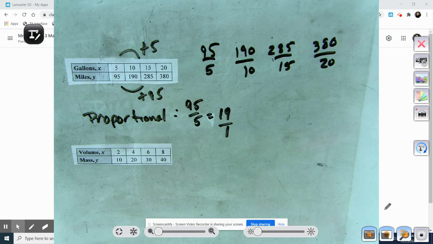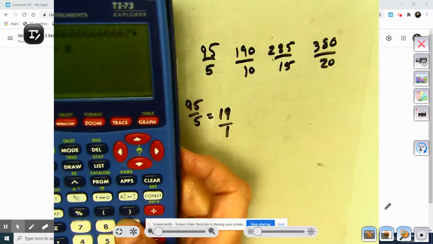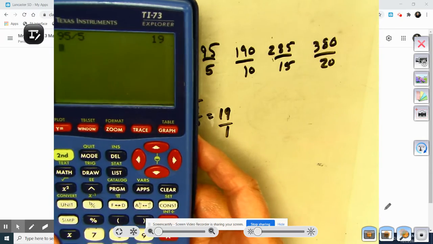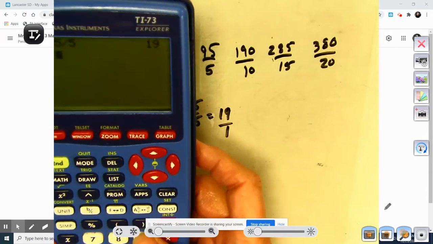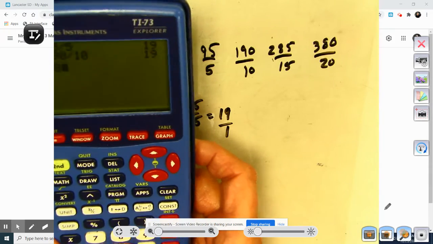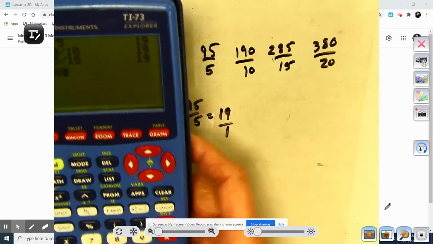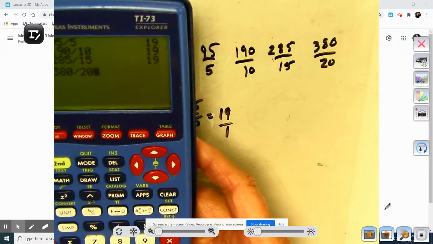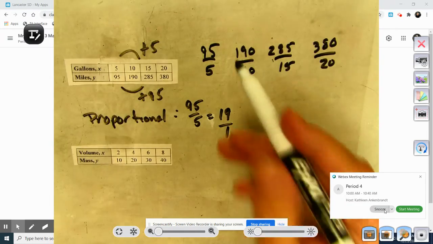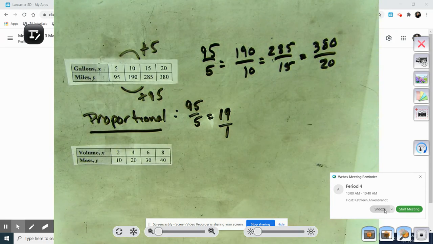And if you put these into the calculator, you would find out that 95 divided by 5 is 19. 190 divided by 10, 19. 285 divided by 15 is 19. 380 divided by 20 equals 19. So these all gave us an answer of 19. These are all equal to each other, and therefore, again, another way of seeing that they are proportional.